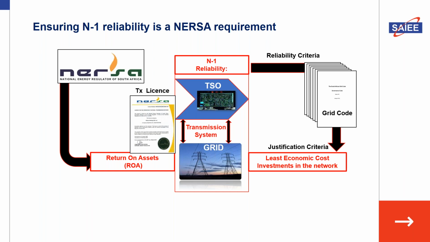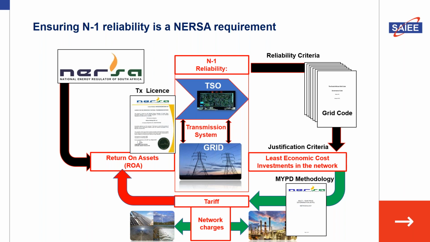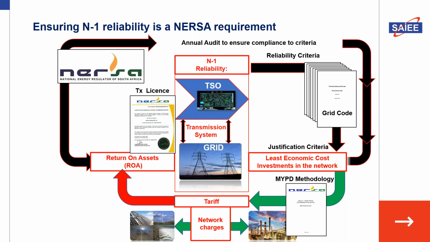However, these investments have to meet the prudency test of least economic cost investments in the network. And by so doing, via the multi-year price determination methodology, transmission is allowed to earn a return on its assets that is equitable to its investments. Further, NERSA does an annual audit on the transmission investments to make sure that they conform to the criteria defined in the grid code and making sure that the country gets the least economic cost investments in the network.